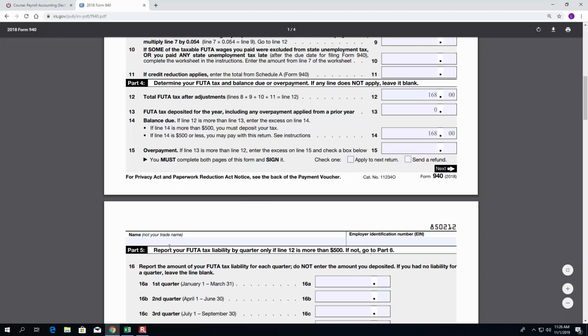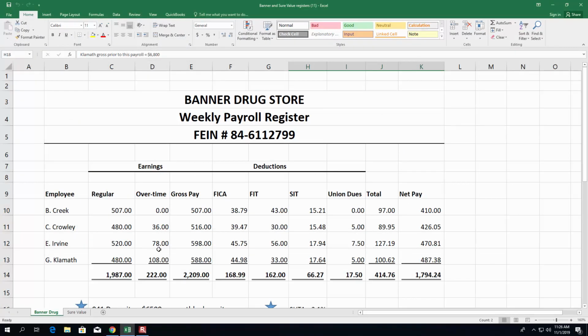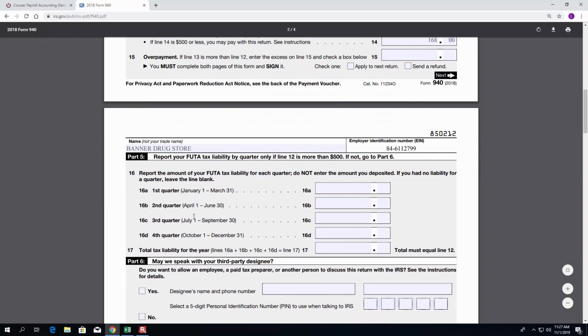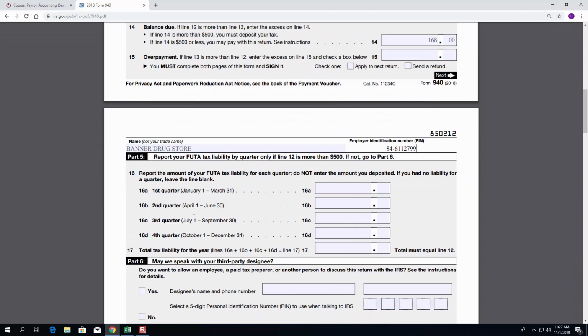Okay, second page. Don't forget to put your company name again, Banner Drug, and your EIN, 611-2799. Okay. Part 5. Report your FUTA tax liability by quarter only if line 12 is more than $500. Otherwise, go to part 6. Was it more than $500? Nope, I don't need to do that.